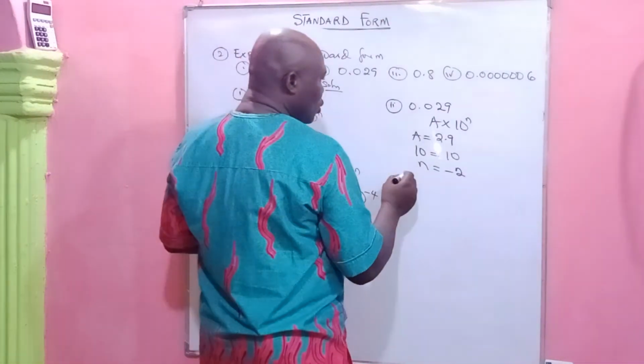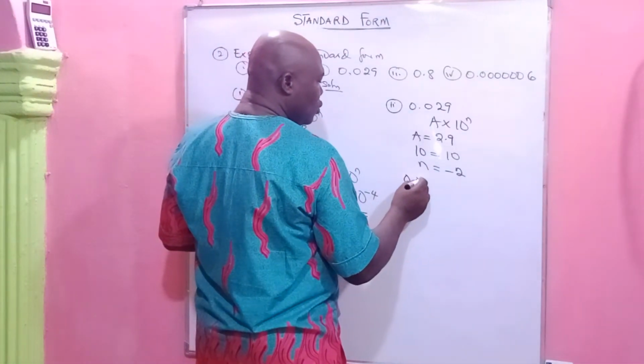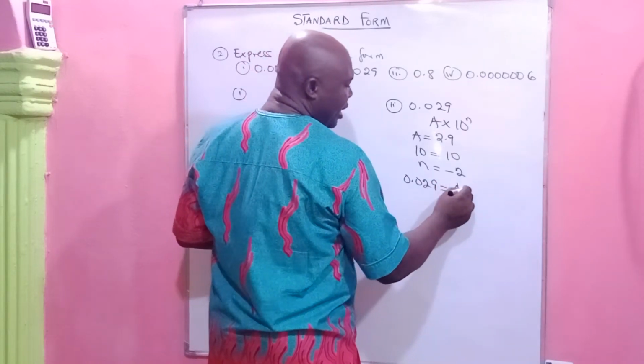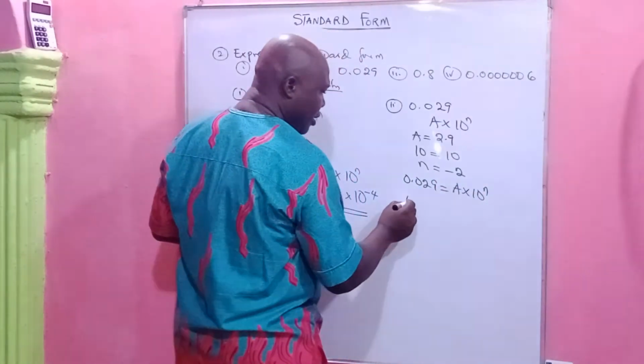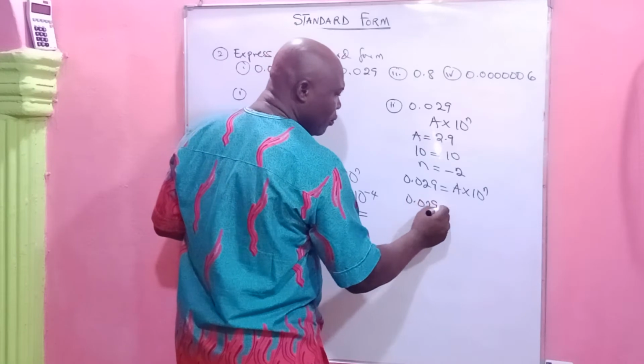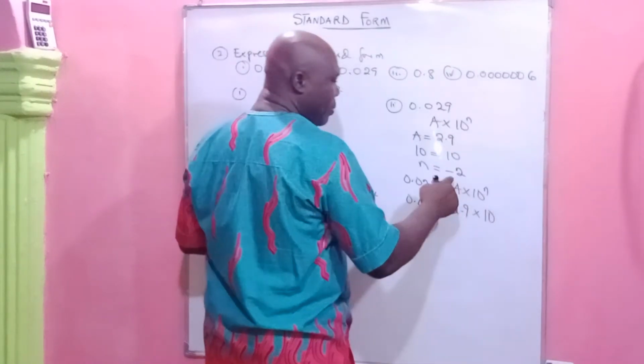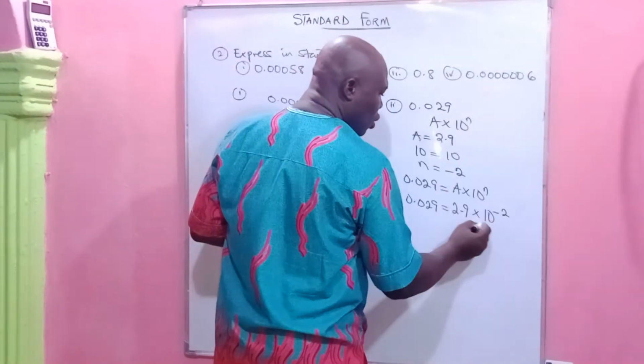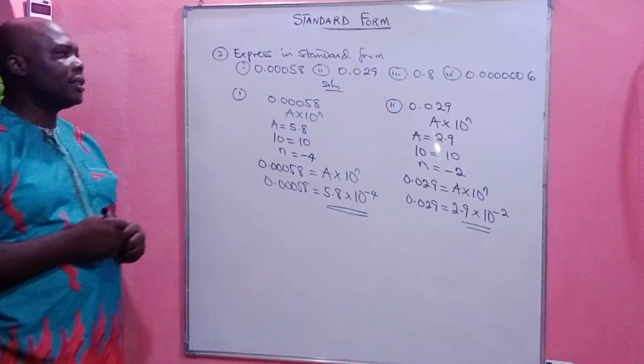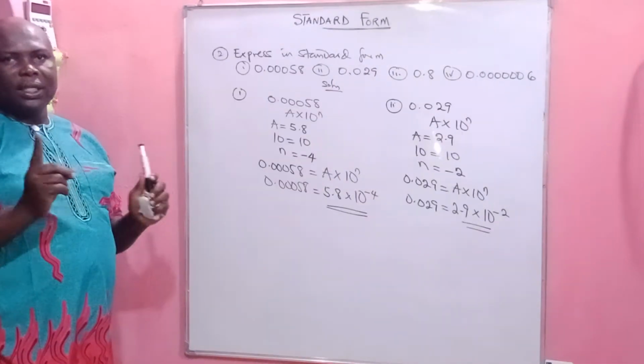So take note, expressing 0.029 in the form a times 10 raised to the power n will simply be 2.9, which is a, times 10 raised to the power of n, which is -2. So we have expressed that in standard form. Please take note of that.